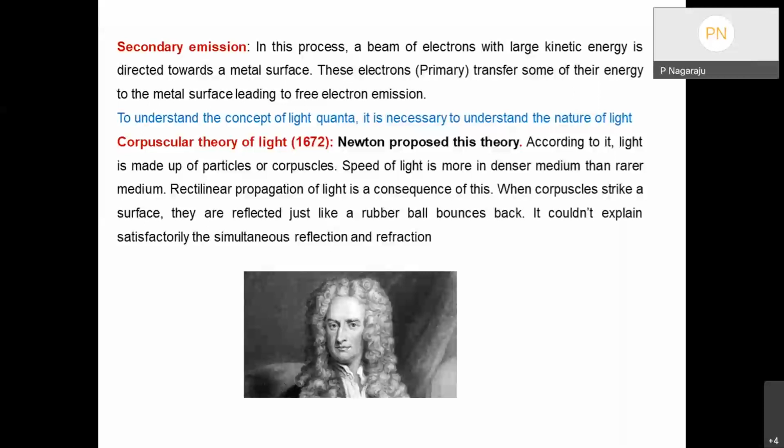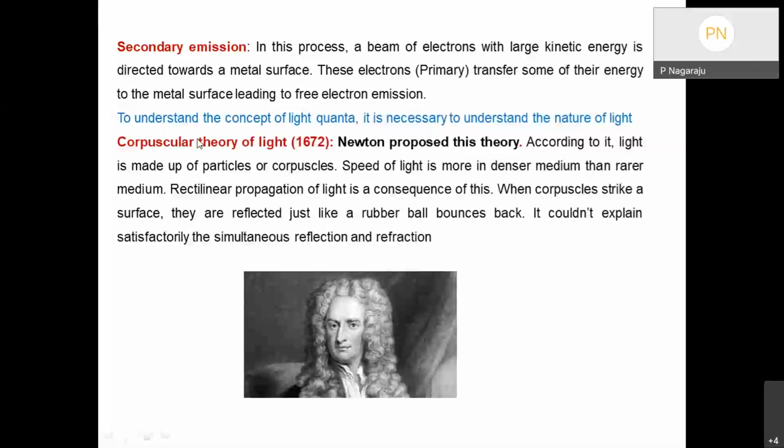So like this, we have different types of electron emission, and I hope you have followed these types of electron emission. And before we go for the dual nature of light, we should understand the concept of light quanta. In order to understand this light quanta, it is necessary to understand the nature of light.